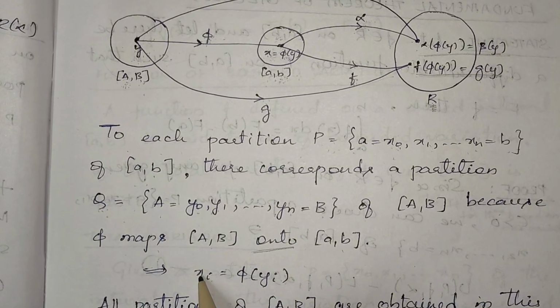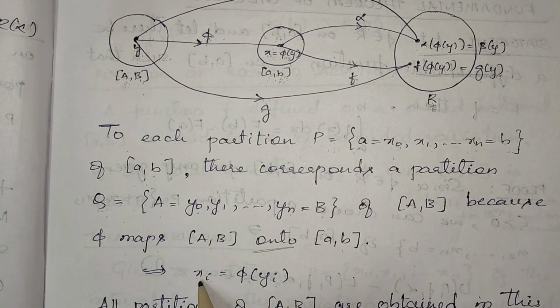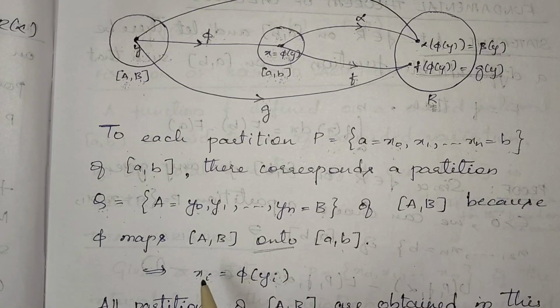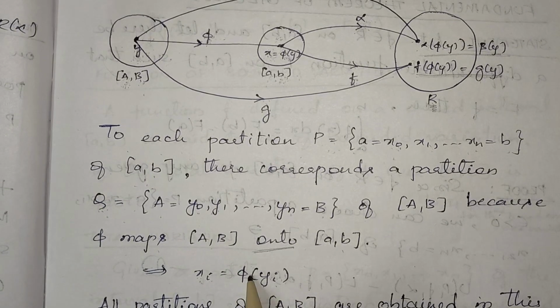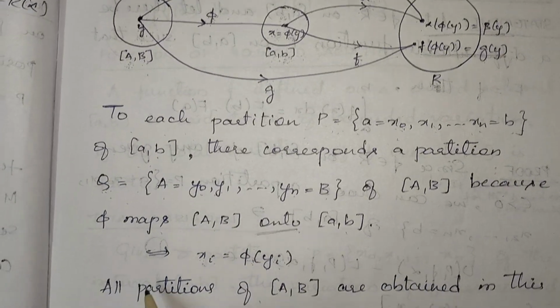Okay, that is x naught is phi of y naught, x1 is phi of y1. So y naught is mapped to x naught, y1 is mapped to x1, y2 is mapped to x2, and so on, up to yn is mapped to xn under this function phi.